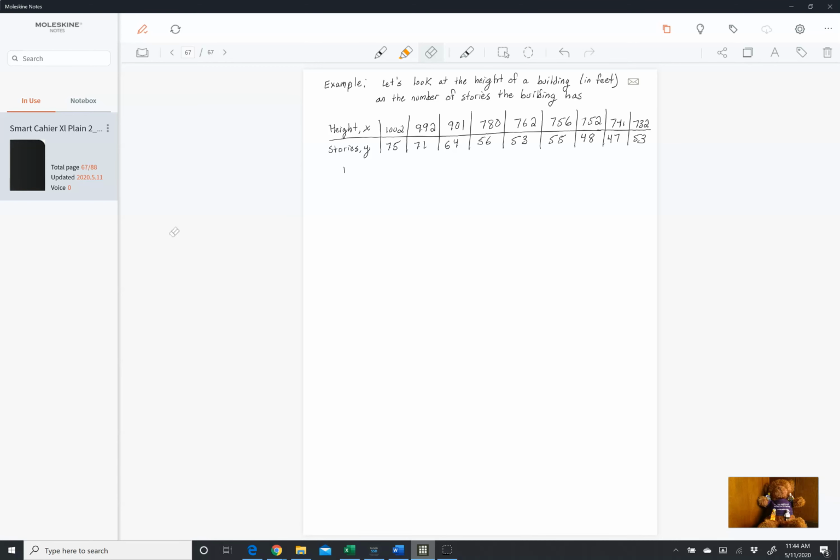So these represent the 9 tallest buildings in Texas.